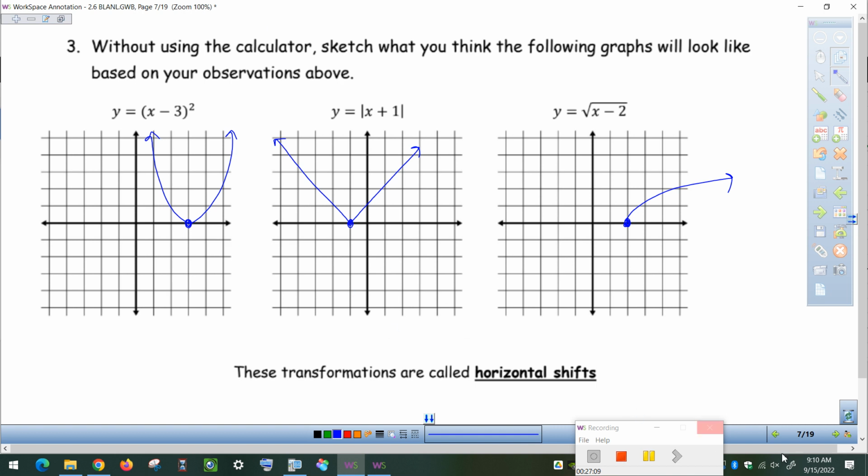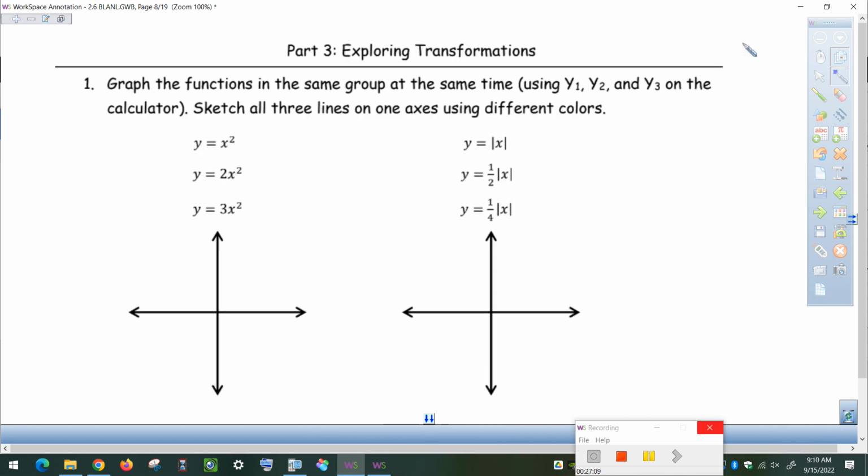All right, so in this next piece, we are going to explore what happens if we multiply a number out in front of our equation. We have some different types of numbers here that we're going to explore. In this first group, we have whole numbers greater than 1 in front. In the second group, we've got some little fraction values that are less than 1. So we're going to see what type of change happens.